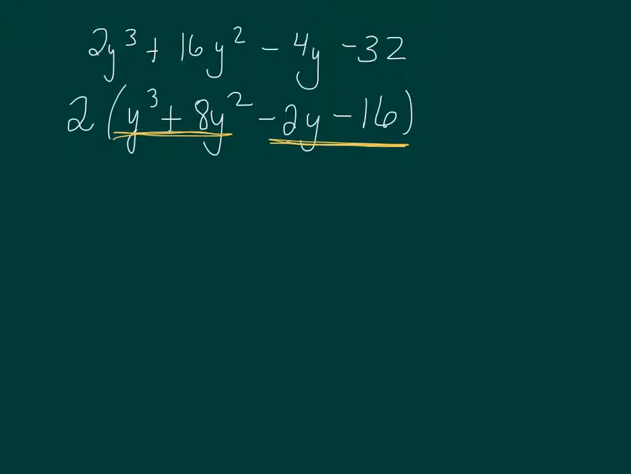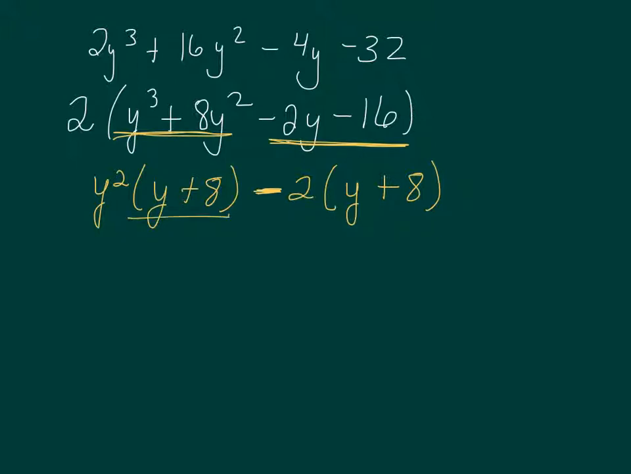Okay? So I have y cubed plus 8y squared. I think I have a y squared in common there. So that's going to leave me with y plus 8 left over. Here I'm going to factor out a negative along with my number because both of those are negative. I need to make them both positive, so this is a good time to use that trick. And there's a factor of 2 that's in 2 and 16. So I'm going to have positive y plus 8. Y plus 8, they're the same.